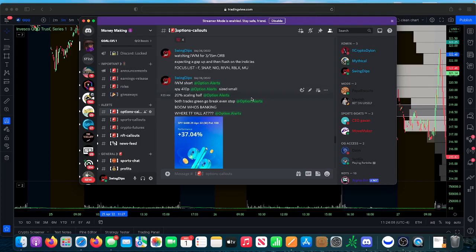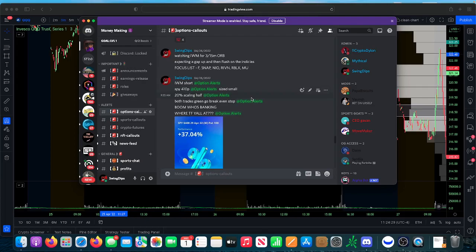Okay, so with ORB, I'm always taking the closest expiration, so 0 days to expiration if possible, as close as you can get it. And then you want to get as close to the money as you can. The more delta, the bigger gains you're going to get.